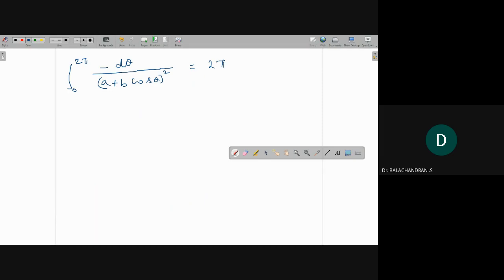In the denominator you have root of a square minus b square, so that is a square minus b square whole power minus half. If you differentiate with respect to a, you'll get minus half a square minus b square whole power minus half minus 1, that is minus 3 by 2, into 2a. So 2 gets cancelled. First I will write 2 pi minus 1 by 2, a square minus b square whole power minus 3 by 2 into 2a.